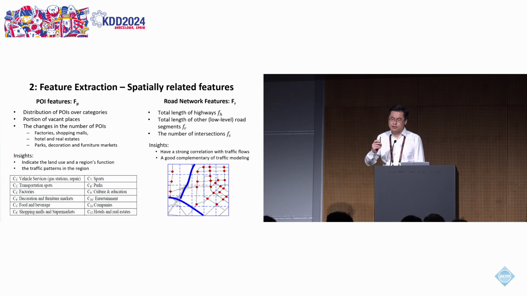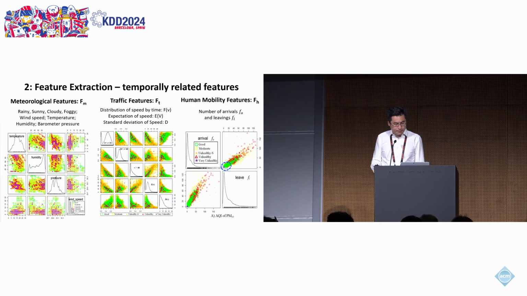And also we calculate the change of POIs in each category over 2 years. Some POIs may disappear, some POIs may be newly built. And also for road network features, we count the length of different levels of road segments. And we also count the number of intersections. All of them are good complements for traffic modeling, because we cannot really get the emission from each traffic vehicle, so we can use this data to complement it. For temporally related features, we extract features from meteorological data, traffic data and human mobility data.